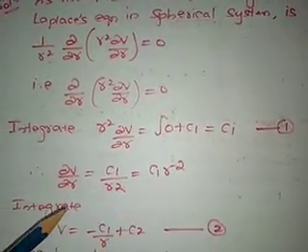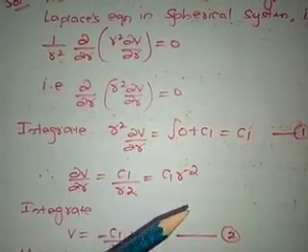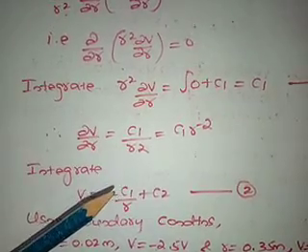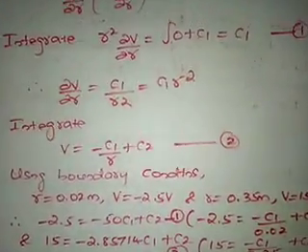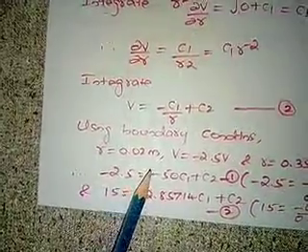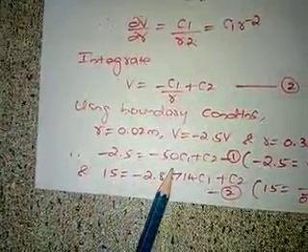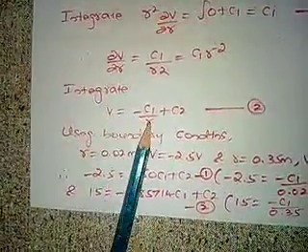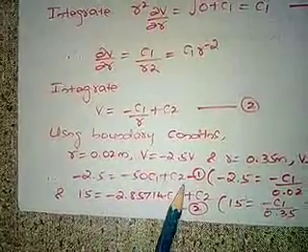Dou V by dou r is equal to C1 by r square, that is C1 into r to the power minus 2. Integrate it once again, so we get V is equal to minus C1 by r plus C2. Now apply the boundary conditions. R equal to 0.02 meter at V equal to minus 2.5. Substitute: minus 2.5 is equal to minus 50 C1 plus C2. How do we get that? Because V is minus 2.5, minus C1 divided by 0.02 will be minus 50 C1, plus C2.